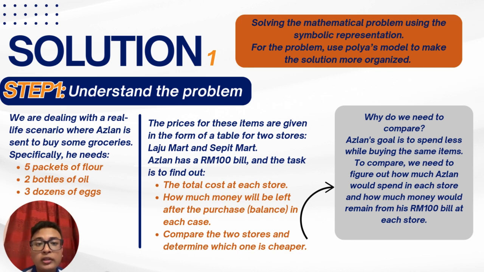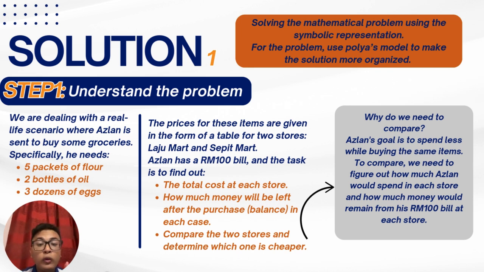We are dealing with a real life scenario where Azlan is sent to buy some groceries. Specifically, he needs 5 packets of flour, 2 bottles of oil, and 3 dozen eggs. The prices of these items are given in the table, which is the table just now, for the 2 stores, Laju Mat and Sepit Mat. Azlan has 100 ringgit Malaysia, and the task is to find out first the cost at each store and how much money will be left after the purchase, which is the balance, and compare the 2 stores and determine which one is cheaper.